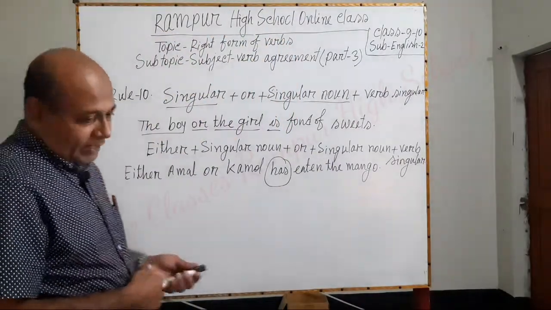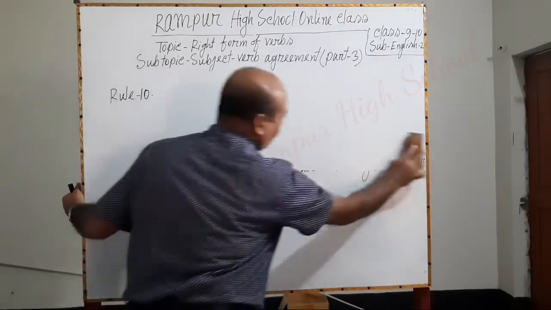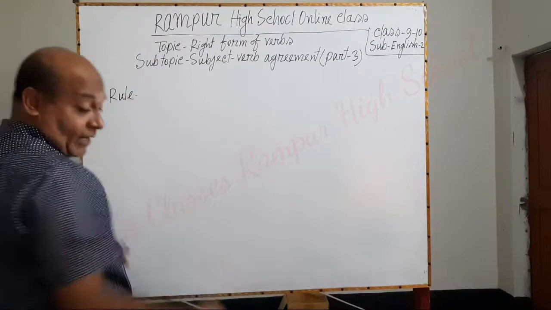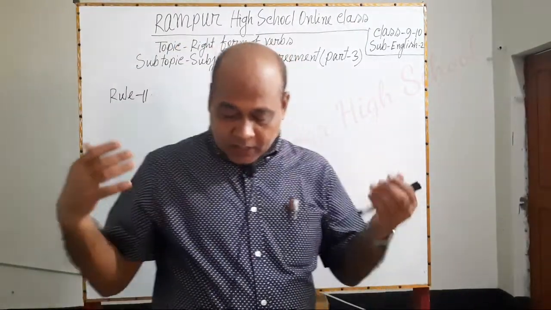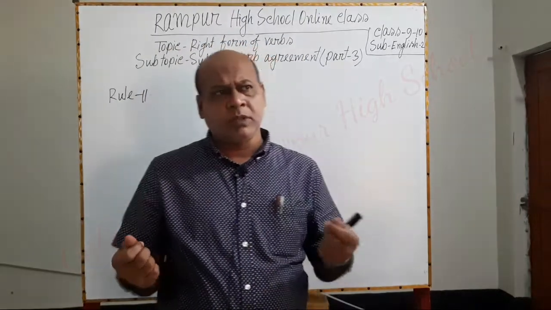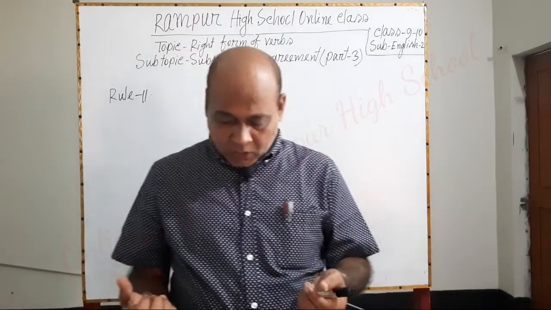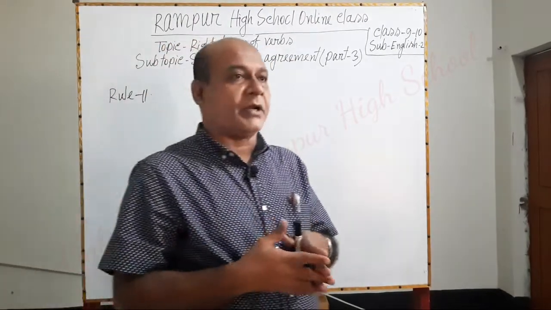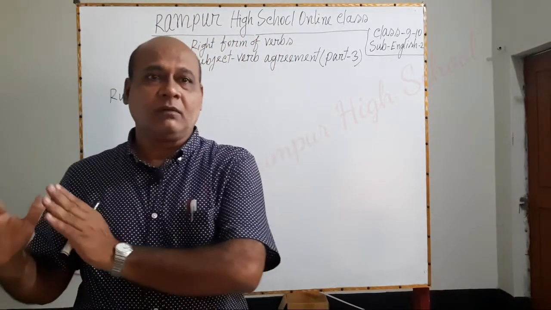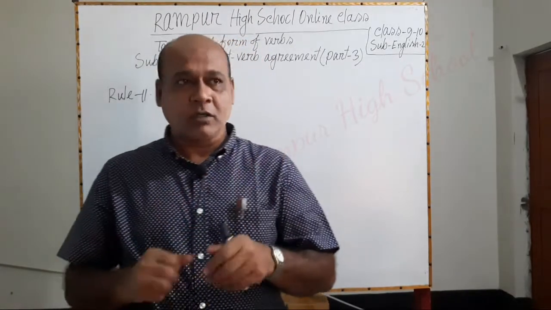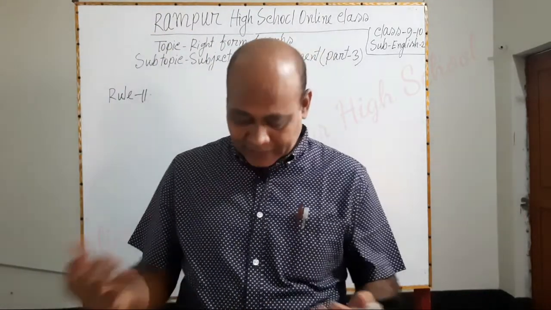Then I will show you another rule related to subject-verb agreement, and you will find great benefit from this rule number 11. In this case, when the subjects joined by or, nor, either or, neither nor are of different numbers, the plural noun will be placed after the or or nor, and the verb will be plural.